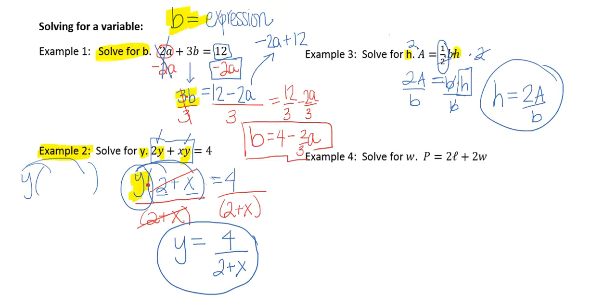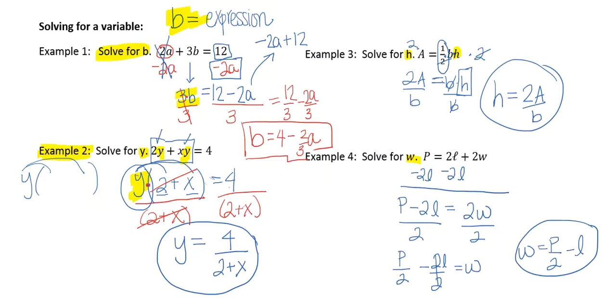All right, your turn. Go ahead and try example 4. This is the perimeter of a rectangle, and solve for w. Did you solve for w? Not yet? Okay, pause the video. Okay, let's take a look at the answer.